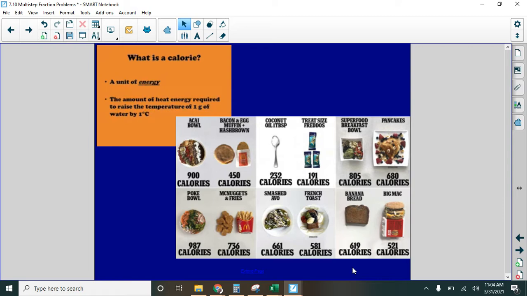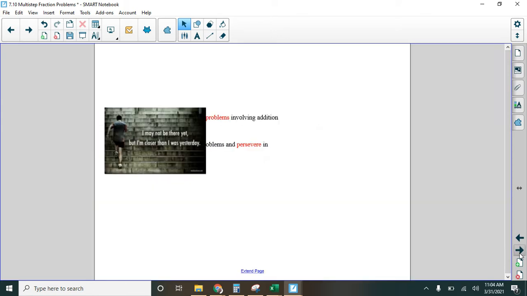by 1 degree Celsius. Some foods are going to have a lot of calories, and some foods are going to have a small amount of calories. I just had a granola bar a few minutes ago, and on the package it said 100 calories. You can look at other items, like chicken McNuggets and fries, 736 calories. That's a lot of calories. We need this knowledge as we move forward.